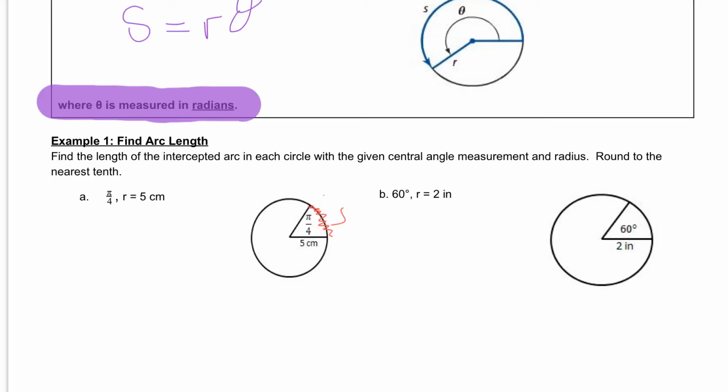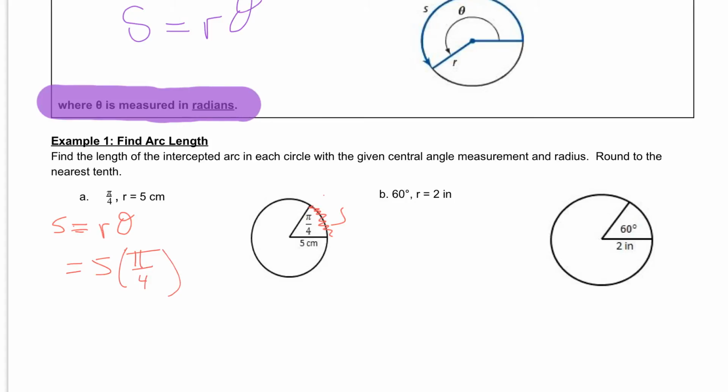So we're going to use our formula that S equals R times theta, and we have to remember theta has to be in radians, which it is. Right now we have pi over 4, which is radians. So we can just plug everything in. So this is equal to R, which is 5, times pi over 4.